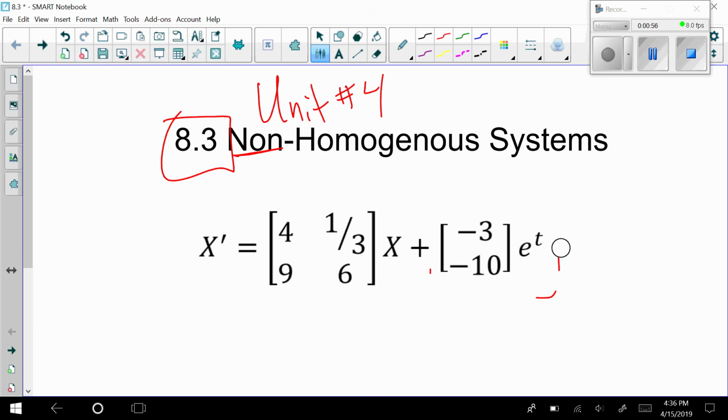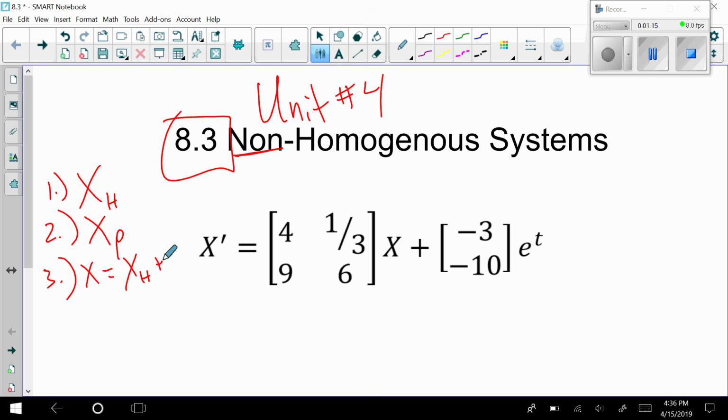And what we're going to do is what we've done in the past, which really just breaks this down. We're going to find our homogeneous solution, then we're going to find our particular solution, and then finally we're going to say that it's the homogeneous plus the particular. This is just a little bit different with matrices, but hopefully it won't be too bad here.